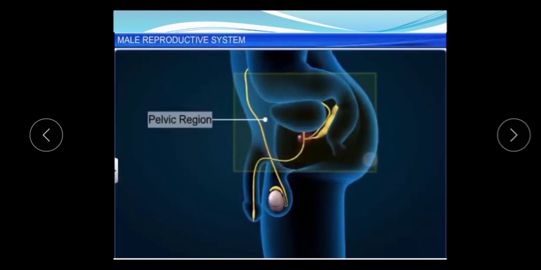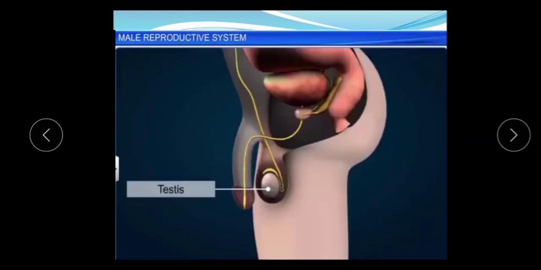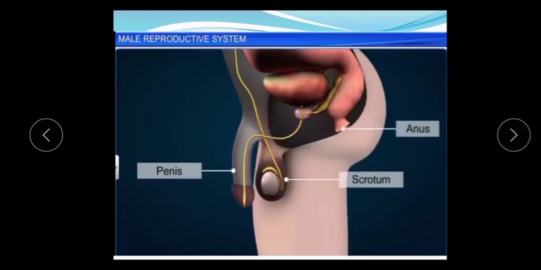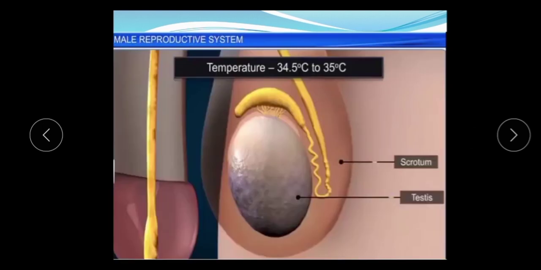In this pelvic region the male reproductive system is located. This is the testis, and the testes are situated outside the abdominal cavity within a pouch called the scrotum, which is situated between the penis and anus. So this is the testis, and it is situated in the scrotum. The scrotum helps in maintaining the low temperature of the testis, which is required for spermatogenesis.